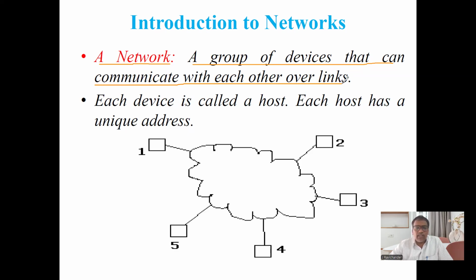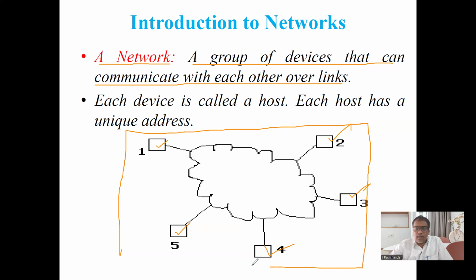Network is a group of devices that are connected with each other to communicate with each other over links. So this is the diagram for networks, computer networks or network. So computer networks means, it is a device. If the device is a computer, we can call it a computer network. If it is a mobile, we can call it a mobile network.